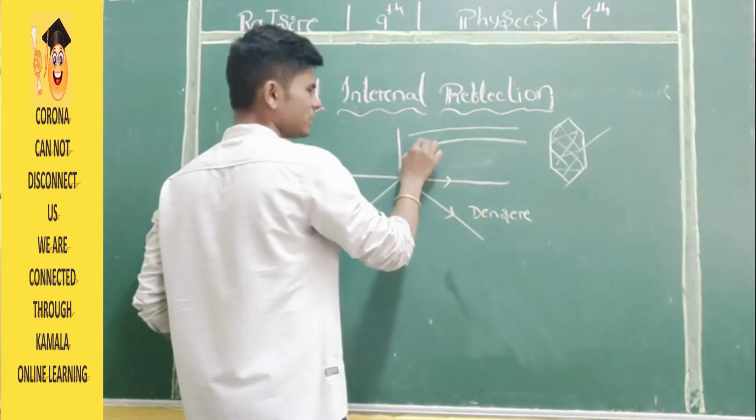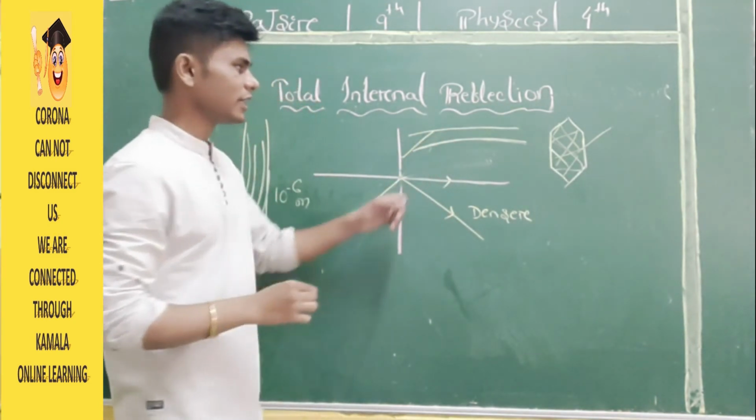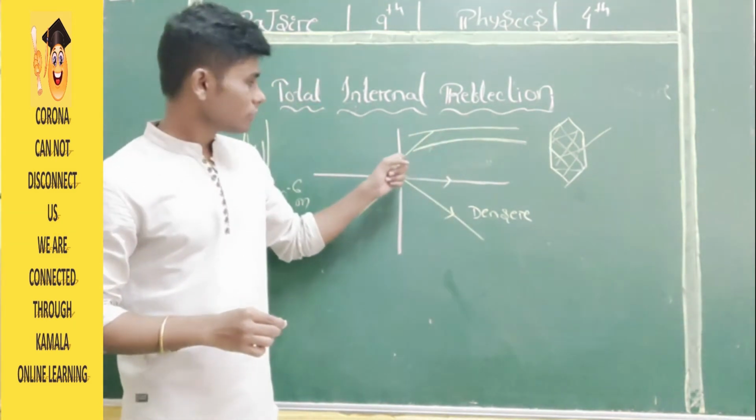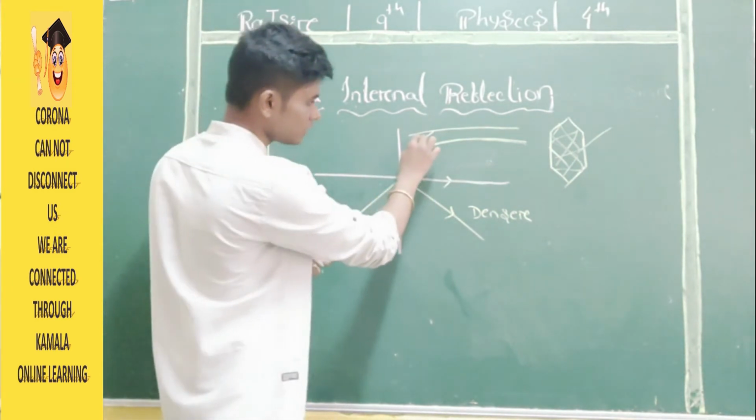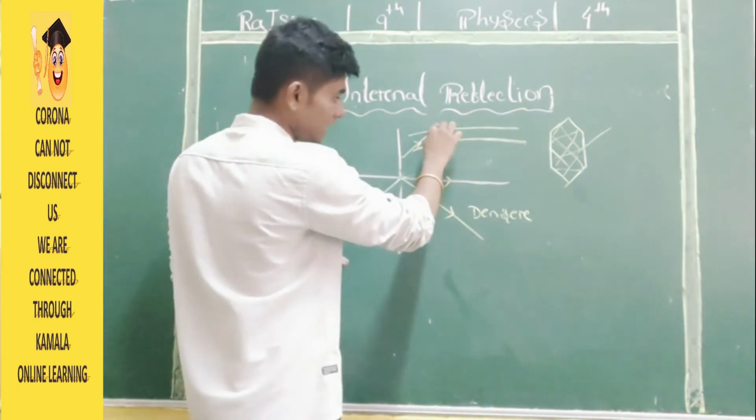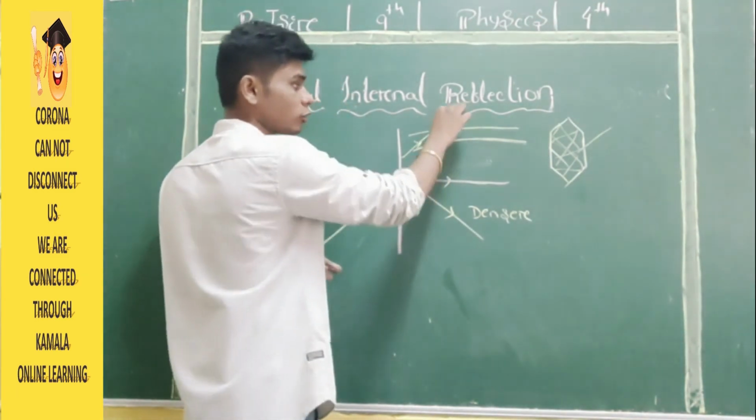The light will be incident. When the light ray is incident upon it, what will happen? The light ray is not going to cross the border.